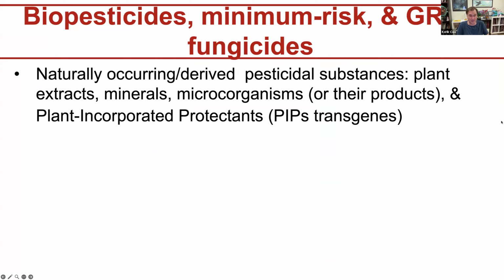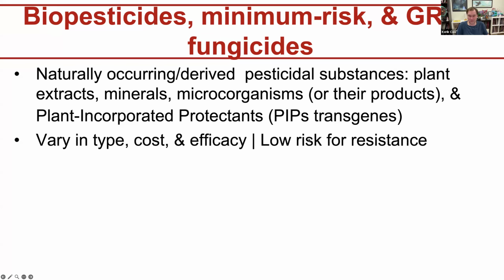What are these things? They're naturally derived pesticidal substances, they're plant extracts, they're minerals. In most cases, we think of them as microorganisms that have been forced to make some sort of secondary metabolite. And interestingly enough, the EPA even includes transgenes as a type of biologically produced pesticide. Now, can we use those? No, but they're technically part of the group. They vary in type, cost, efficacy. The nice thing about them is they have multiple modes of action in many instances, and low risk for resistance.